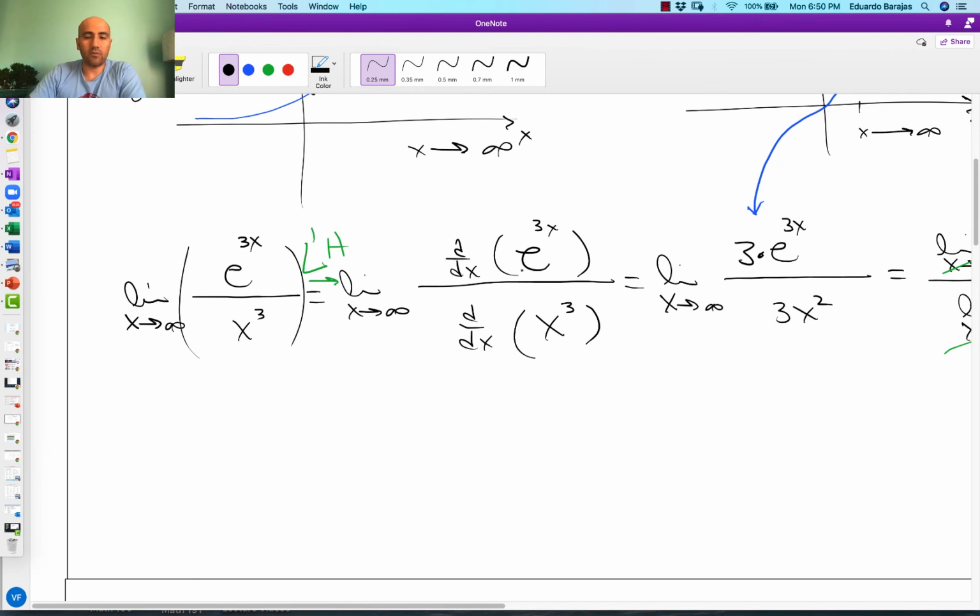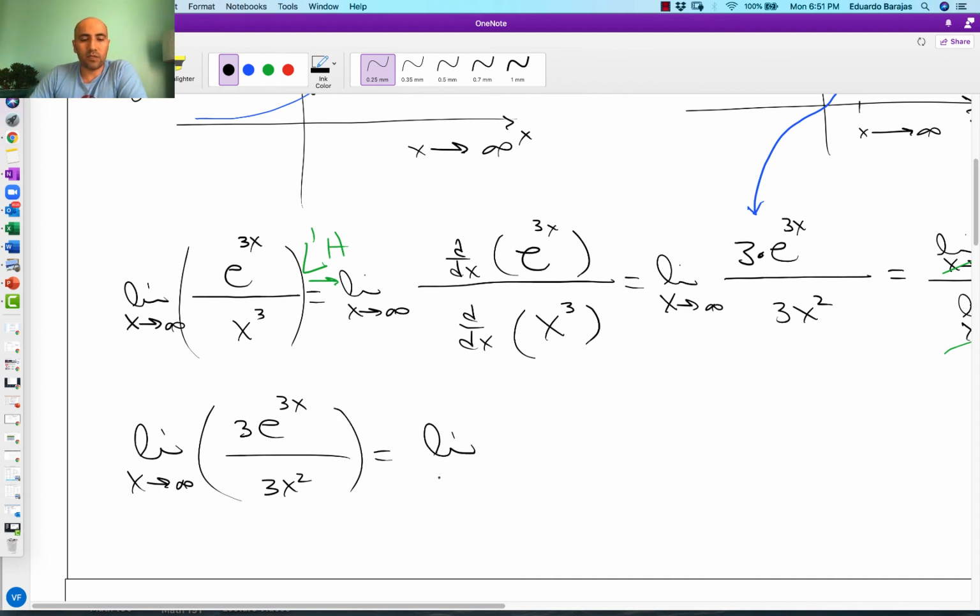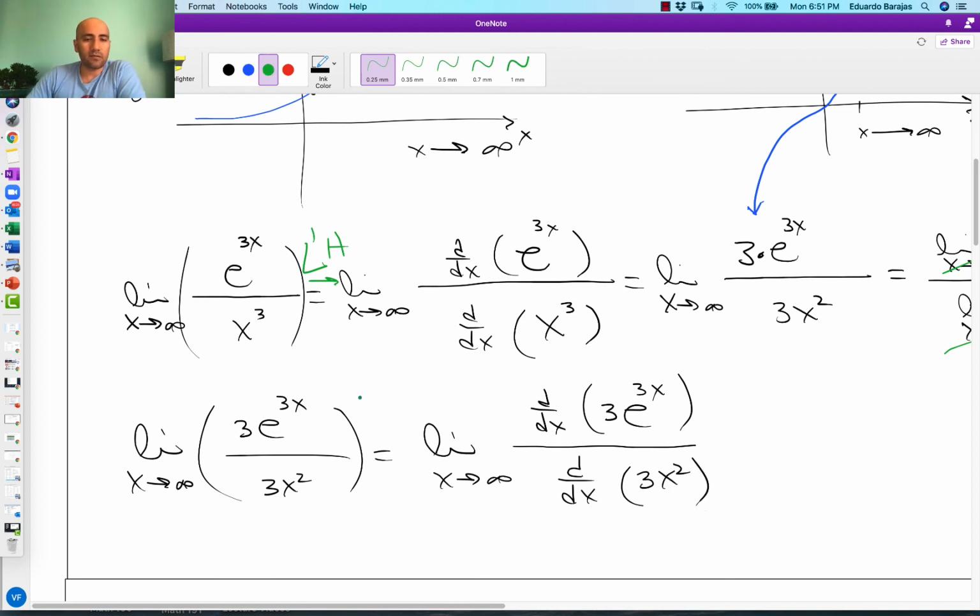So now we say, okay, well, let's get the limit as x approaches infinity of 3e to the 3x divided by 3x squared. Well, let's L'Hopital it again. This is equal to the limit as x approaches infinity of the derivative with respect to x of the numerator, which is 3e to the 3x, divided by the derivative with respect to x of the denominator, which is 3x squared. And we're going to say that this is allowed because L'Hopital.